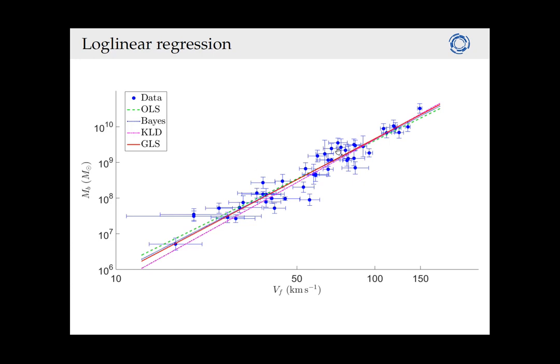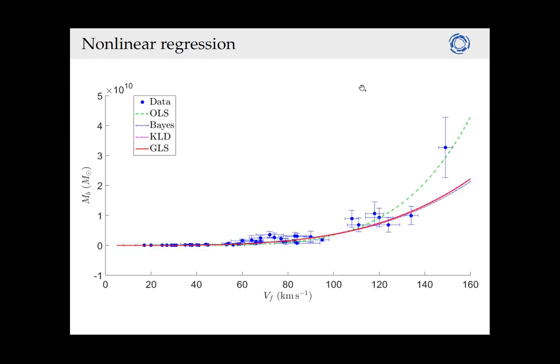So we see that the various methods seem to agree relatively well on the estimates. But now comes a bit of a surprise, because if we do the same analysis on the original scale, so this is a nonlinear regression using the power law of the Tully-Fisher scaling, we get quite a different picture.